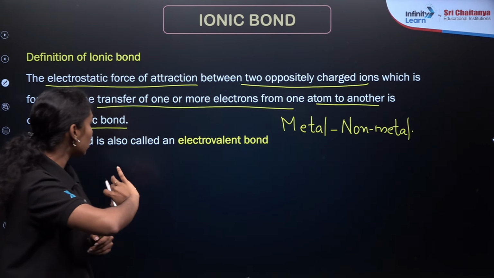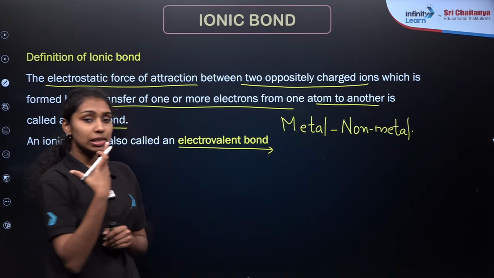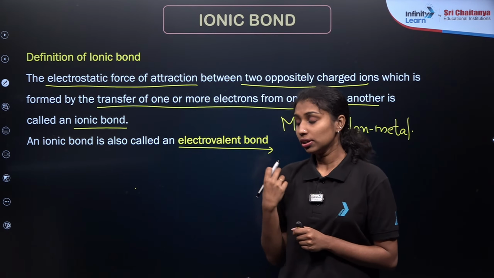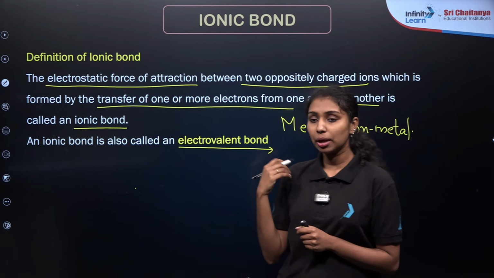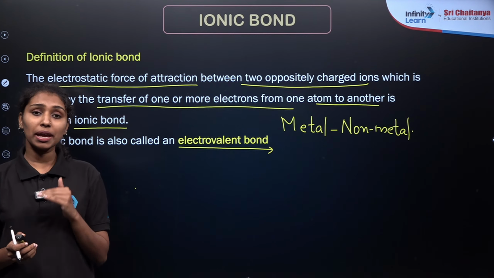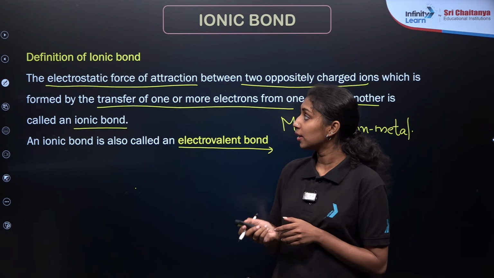Then this ionic bond is also known as the electrovalent bond. In the last class, we already discussed the covalent bond, right? Covalent bond is also known as the electron pair bond, right? In the case of ionic bond, it is known as the electrovalent bond. So this is the basic information, the basic definition about the ionic bond, how it forms.